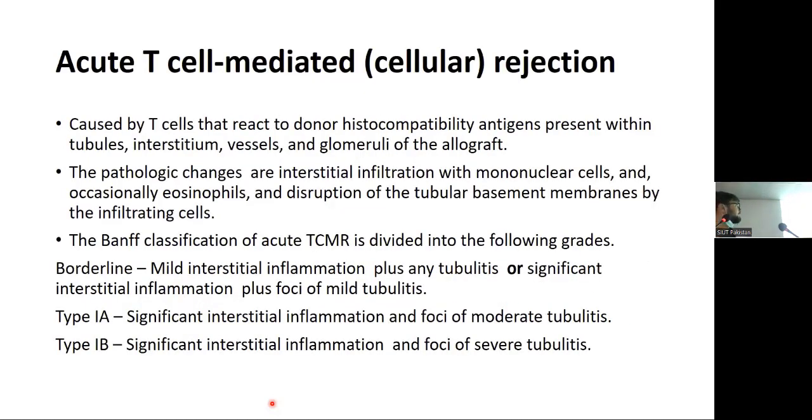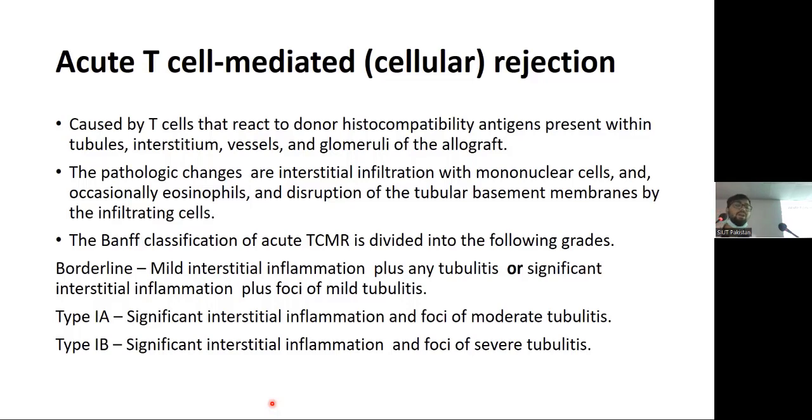Now let's move on to acute T-cell-mediated rejection. It is usually caused by T-cells that react to donor histocompatibility antigens present in the tubules, interstitium, vessels, and glomerular arteries. The pathological changes are interstitial infiltration with mononuclear cells, and occasionally intimal arteritis, with disruption of the tubular basement membrane by infiltrating cells. Acute TCMR is further classified and graded as follows.